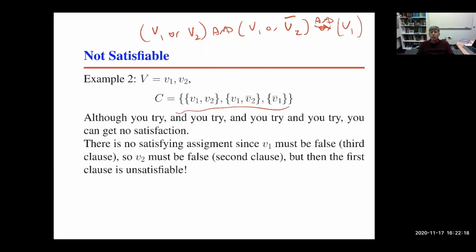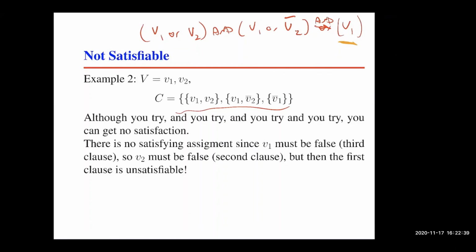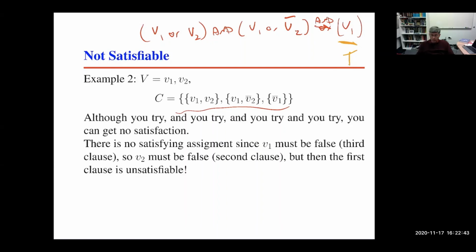There are four possible ways of doing the logic, right? V1 can be true and false, V2 could be true and false. I can argue there is no possible way to make this thing true. Why? If the whole statement is true, what do we know about V1? V1 had better be true, right? If V1 is true, what do we know about not V1? V2.